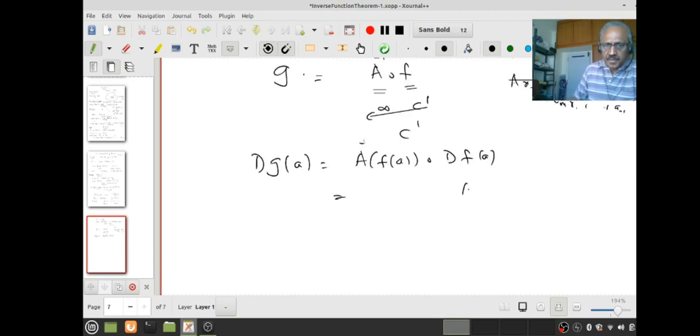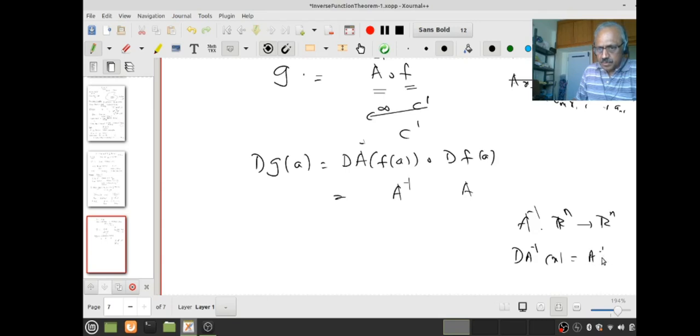It is A. But what is the derivative of A inverse? For any linear map the derivative is the map itself, therefore it's A inverse itself, because A inverse is the map. Please don't get confused. A inverse is a linear map from Rn to Rn, therefore the derivative of A inverse at any point x is A inverse. This is one of the things we did in our second lecture on several variable calculus. That is identity. You follow that?